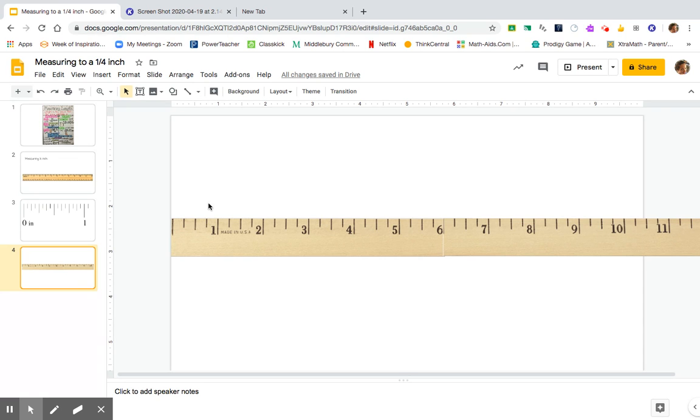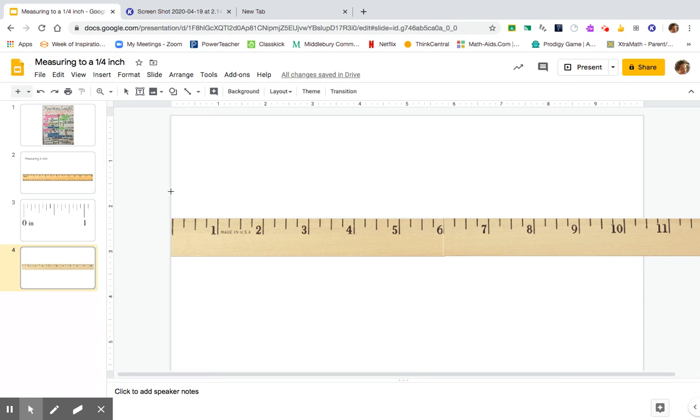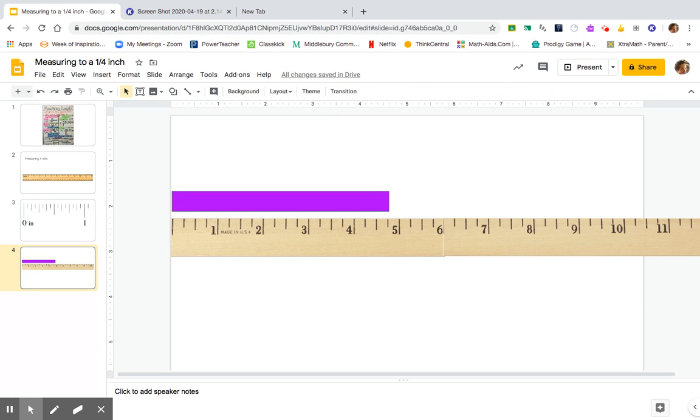So let's say I need an object to measure. Well, I'm just going to insert a shape. Let's do rectangles. So if I want to measure the length of that, let's make it a better color so you can see it. All right, so I want to measure the length of this purple rectangle. I'm going to look and see what whole inches it falls between. I'm going to circle them or underline them. So I know it falls between the 4 and 5 inch marks. So it's past 4, but not quite 5.